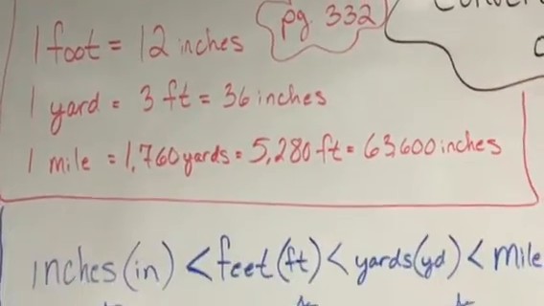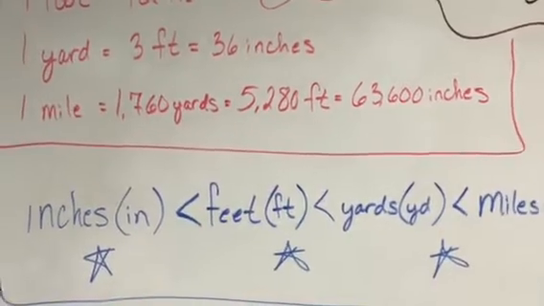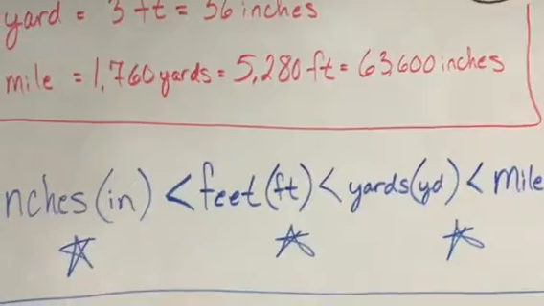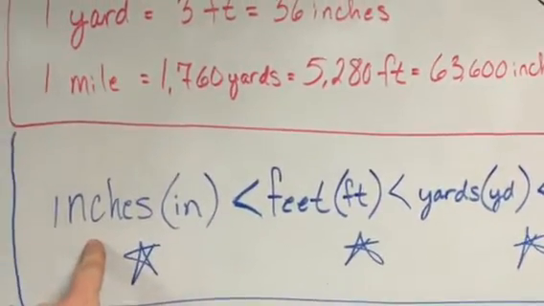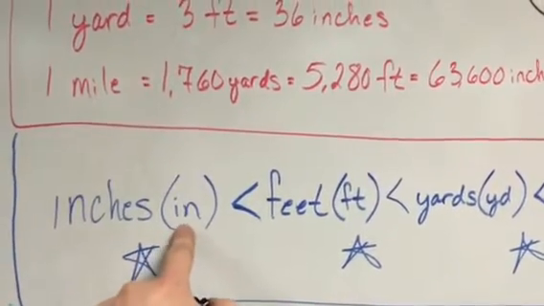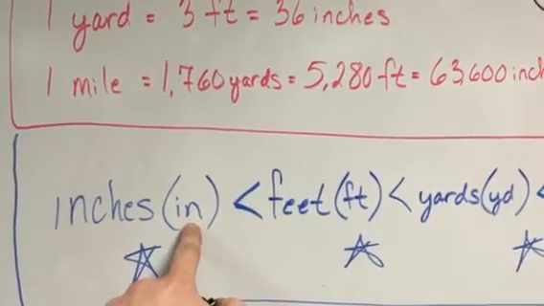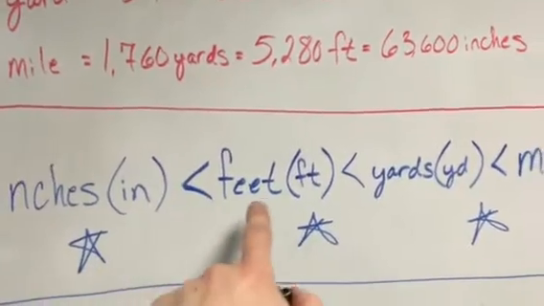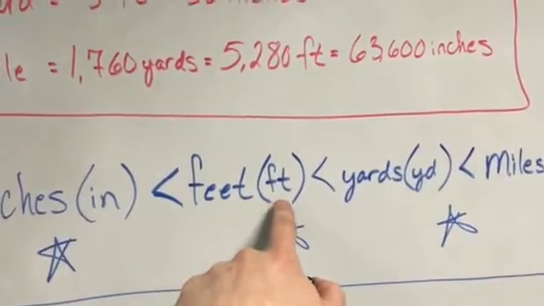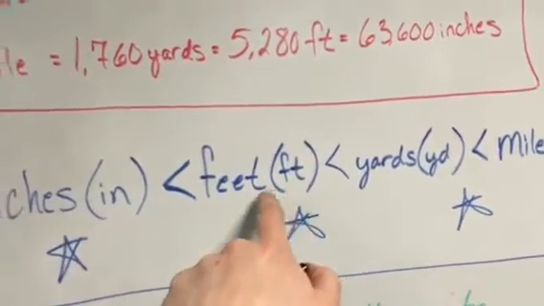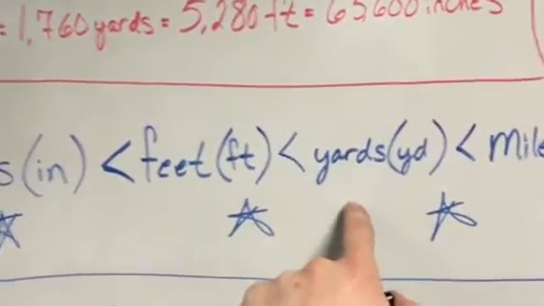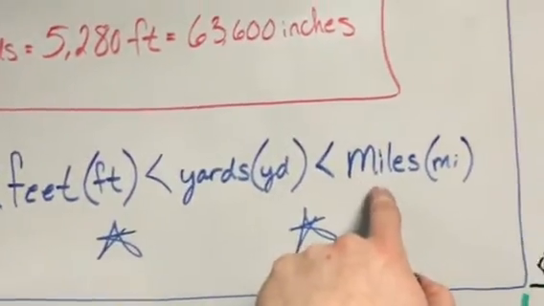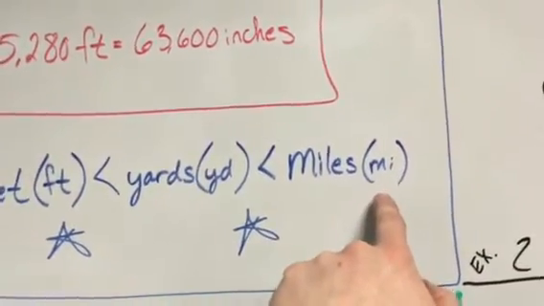Here's another thing that I starred because it's going to be quite important to know the progression of how standard units change. So we start out with the smallest unit is going to be inches, which you'll see abbreviated as IN. And inches are less than feet, so feet are bigger than inches. Feet are going to be abbreviated as FT, and feet are going to be smaller than or less than yards, which are abbreviated YD, which are less than miles, which are going to be abbreviated as MI.